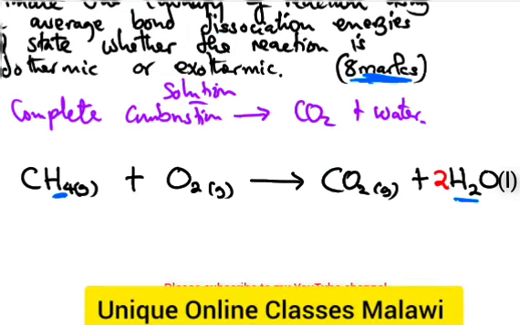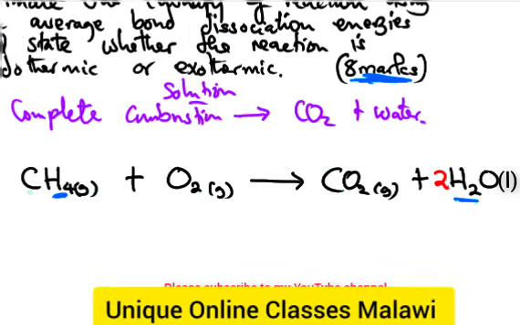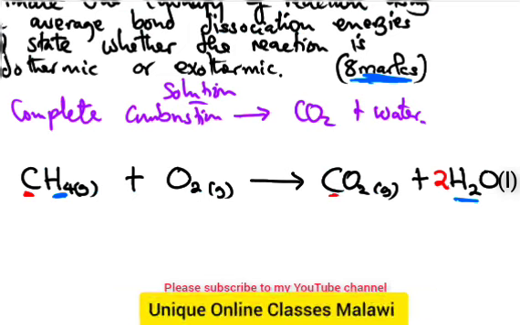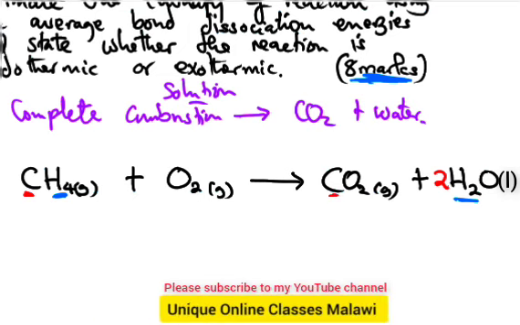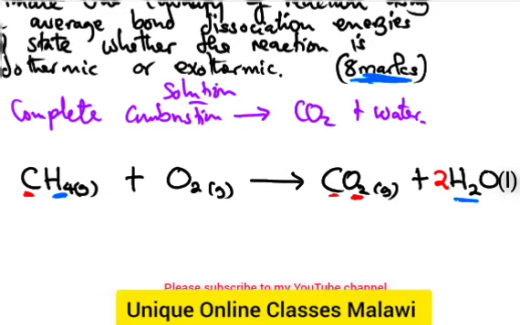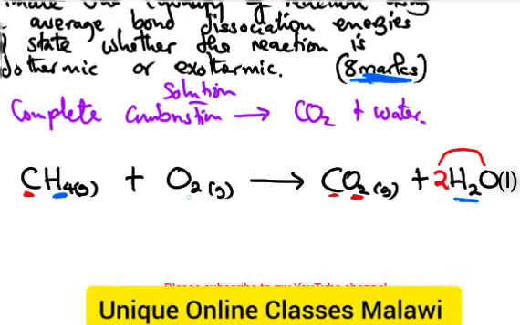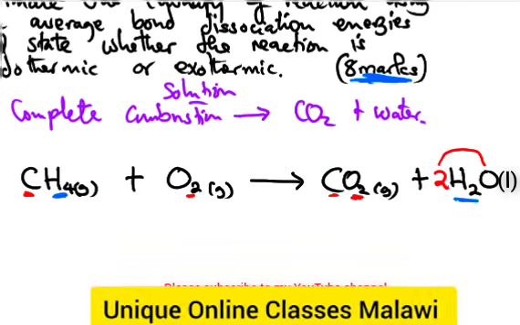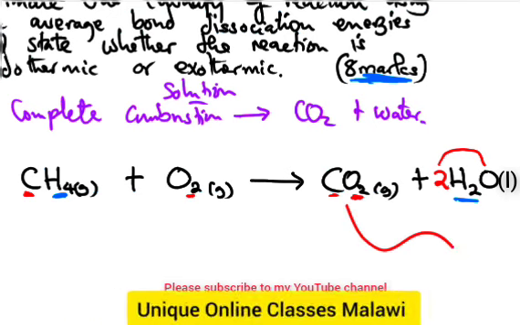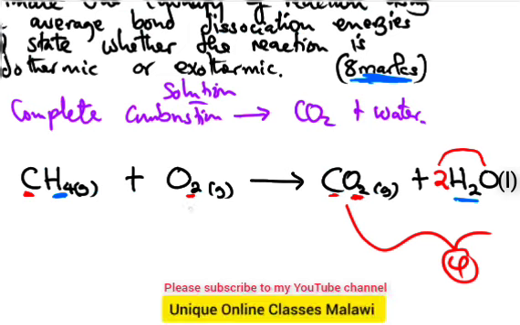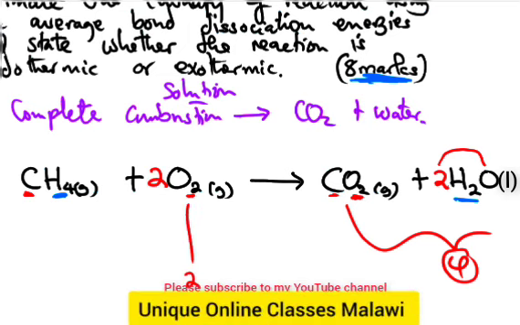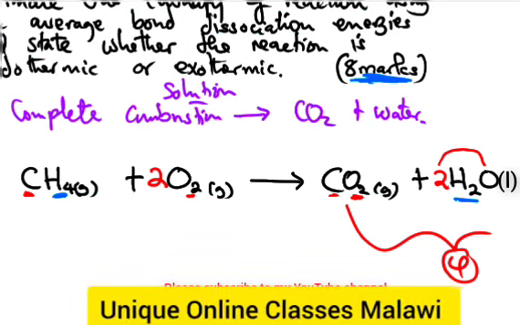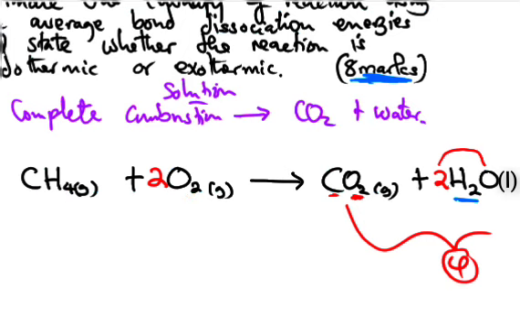Carbon is one on each side, so it is balanced. Where is oxygen? On the right side there are four, and on the left side there are two. So we need to put two in front of oxygen. Now we have written the balanced chemical equation for the combustion of methane.